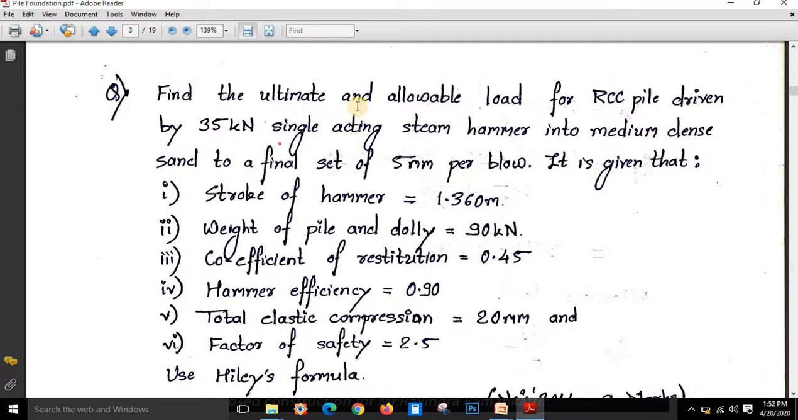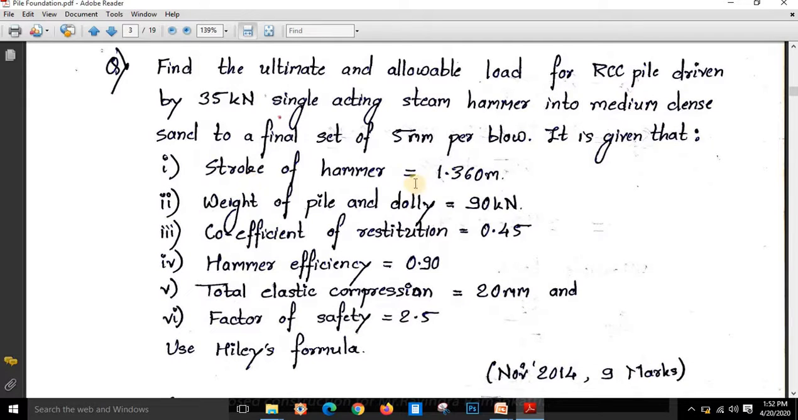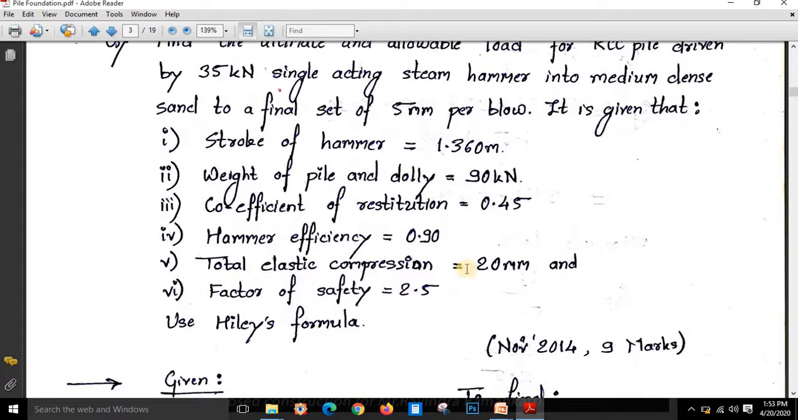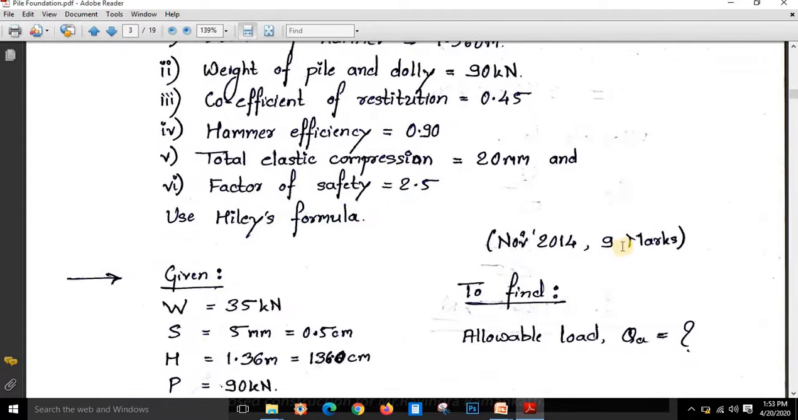Find the ultimate and allowable load for an RCC pile driven by a 35 kilonewton single action steam hammer into medium dense sand. Single action steam hammer, remember this. Final set of 5 mm per blow. It is given that the stroke of the hammer is 1.36 meter, and the weight of the pile and dolly is 90 kilonewton. The weight of pile and dolly they have given, the coefficient of restitution they have given, the hammer efficiency they have given, the total elastic compression they have given, and the factor of safety they have given. They asked us to use the Hiley formula again. It was asked for 9 marks in previous year papers.